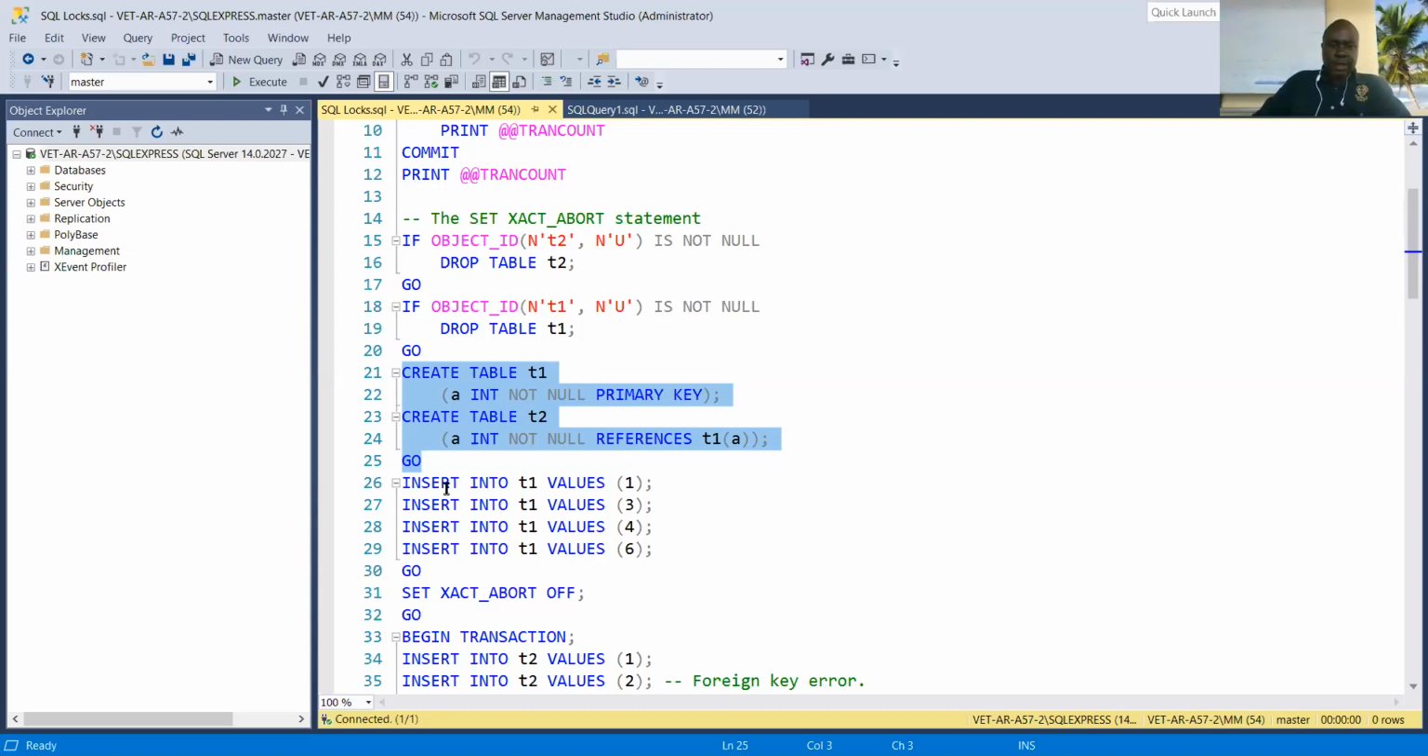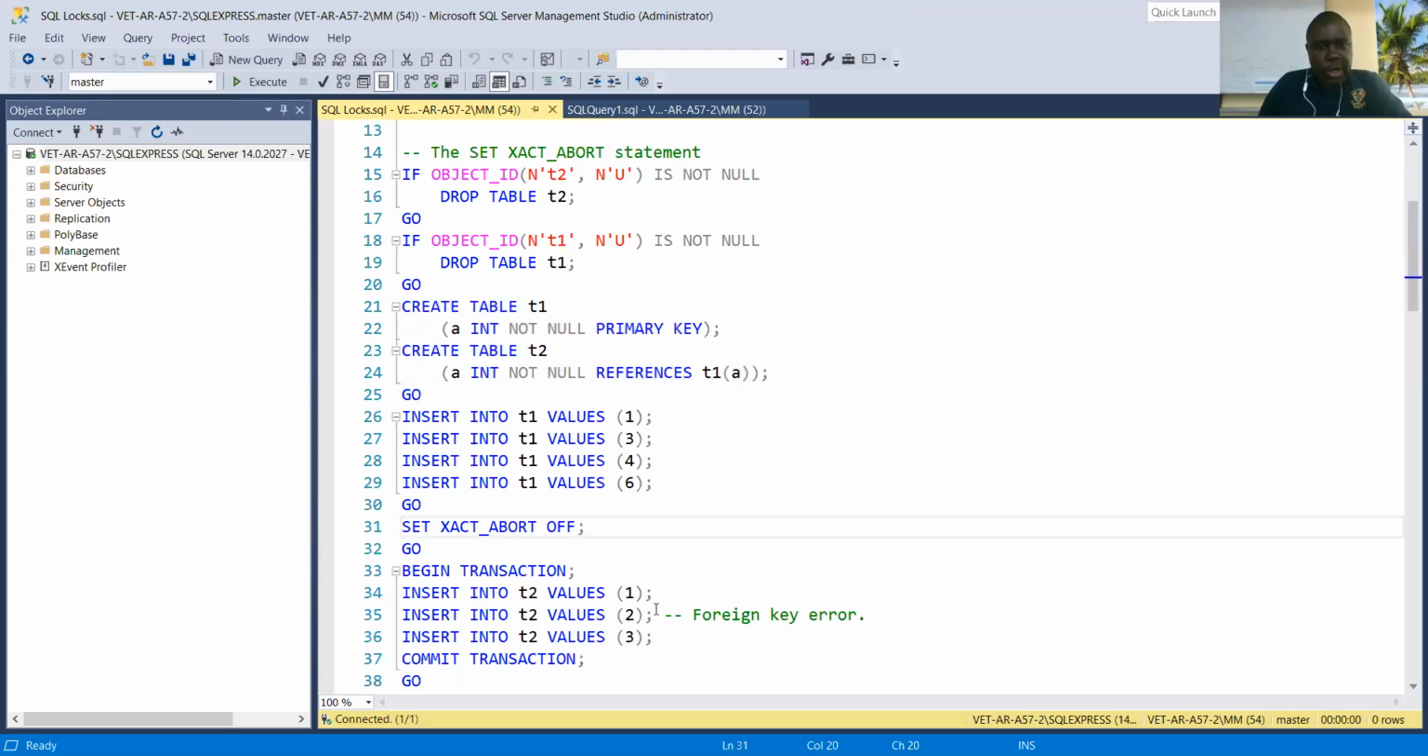Then in this table called T1, we are inserting the values 1, 3, 4, and 6. Then we set XACT_ABORT OFF. Then we begin the transaction here, which will give a foreign key error. Why would it give a foreign key error here? We're inserting data into the second table.